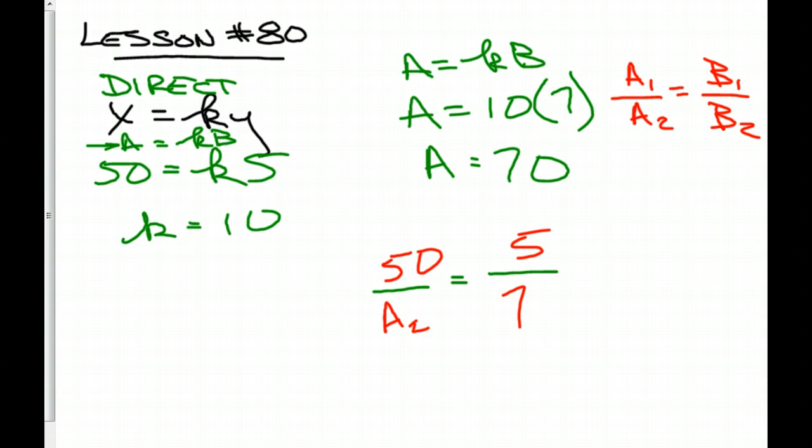Notice in the formula, A1 over A2 equals B1 over B2, or the first A and the first B over the second A and the second B. Now all I do is cross multiply. I get 350 divided by 5 gives me my 70, just like I got on the first one. I don't care which one you use. They both will always give you the same answer. I don't really look at one as being easier than the other. It just depends on what you want to do.